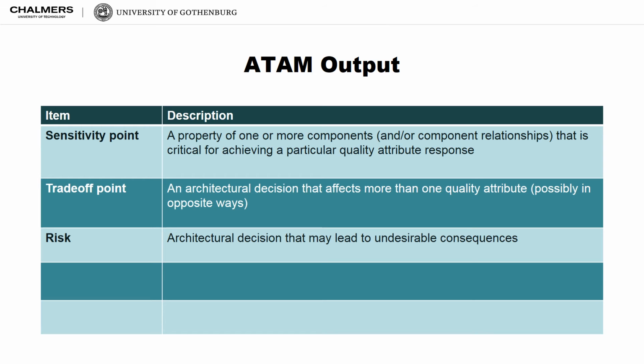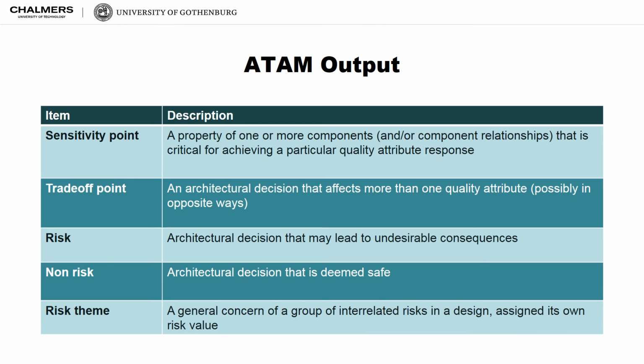Risks are potentially important architectural decisions that may cause problems. Non-risks are good decisions, frequently relying on implicit assumptions. Risk themes are groupings of risks identified by some common factors.